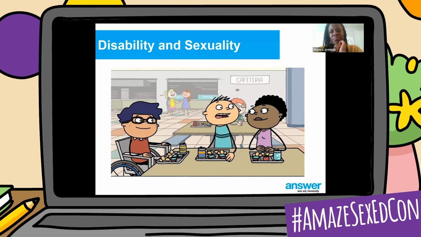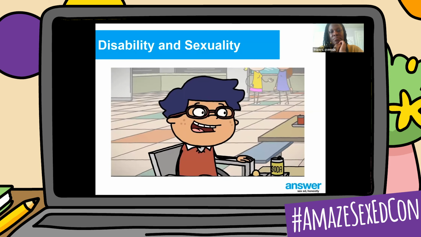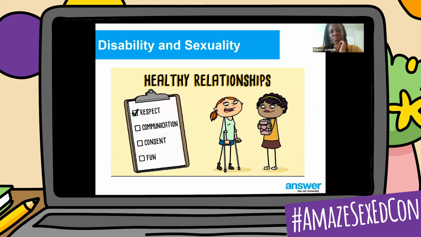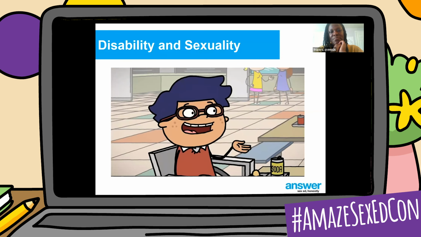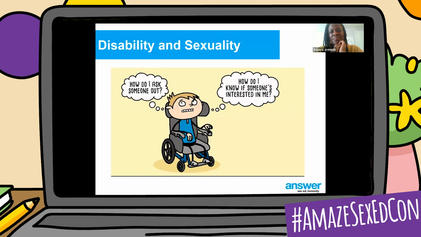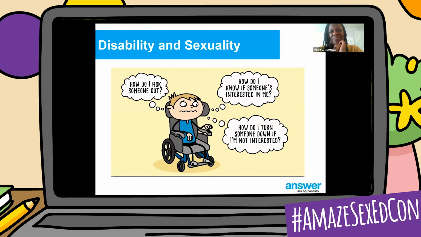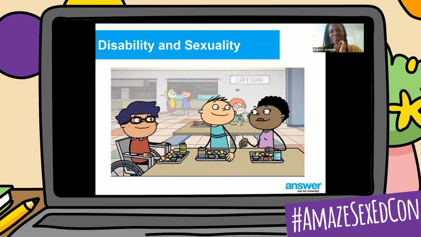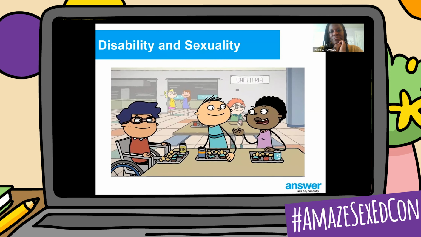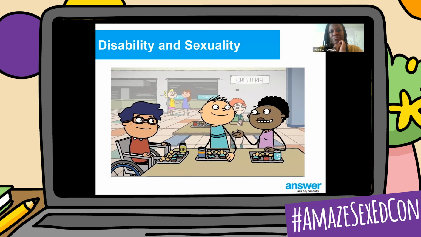But are relationships more difficult for people with disabilities? Well, regardless of my physical ability, I want the same things from a healthy relationship as everyone: respect, communication, consent, and fun. And like everyone, I sometimes have questions about relationships, like how do I know if someone's interested in me? How do I ask someone out? Or how do I turn someone down if I'm not interested? Putting yourself out there and trying to date can make anyone feel nervous or scared. But the more you educate and understand yourself and your own value, the better you'll get at feeling confident and making healthy decisions.